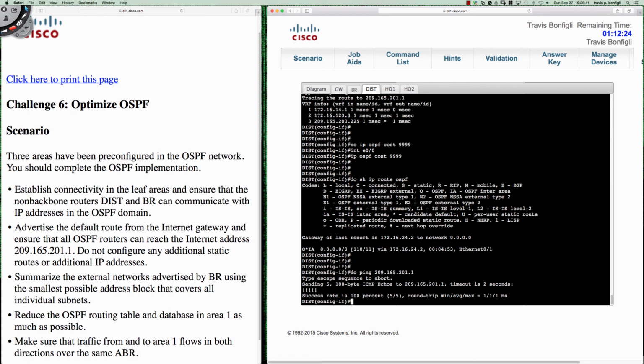We saw that the priority was also set incorrectly on a couple of routers. We saw a couple ways to configure that. We looked at that default information originate always. We set the default cost of the HQ1's default route to be much worse than HQ2, and we went ahead and configured area 1 as a totally stubby area.